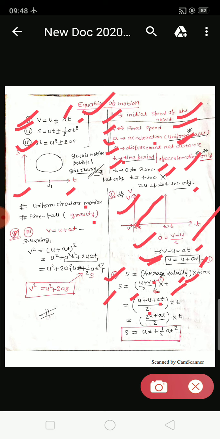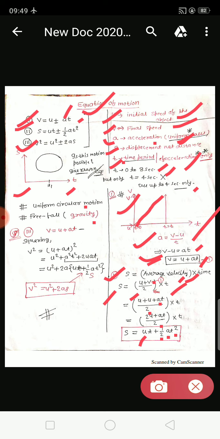So first you have to multiply it by t. Both terms will be multiplied. So 2u upon 2 comes to be u, and outside it is multiplication by t, so it comes out to be u into t. The second term is at upon 2 into t. So t to the power 1 into t to the power 1. Rule of exponents: x to the power m into x to the power n equal to x to the power m plus n. So 1 plus 1 equal to 2. So it comes out to be 1 by 2 into a into t to the power 2.